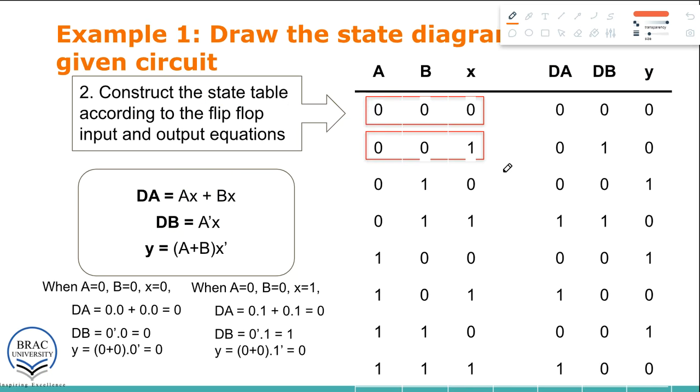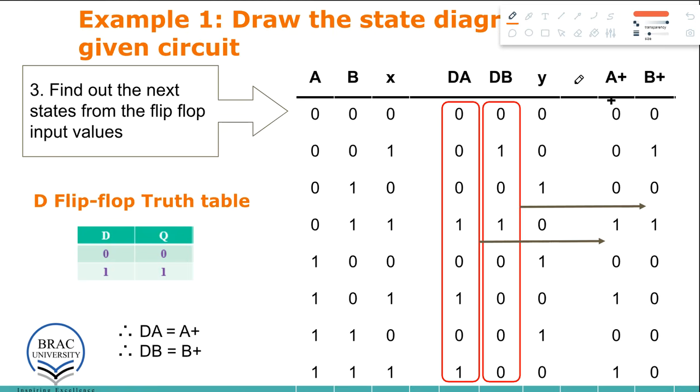Once we get all the values, we expand the state table, and after expanding we'll add 2 more columns here. These would be the next states. The present states were a and b, and the next states would be a plus and b plus. Now we have to learn how to write down the next states, a plus and b plus.